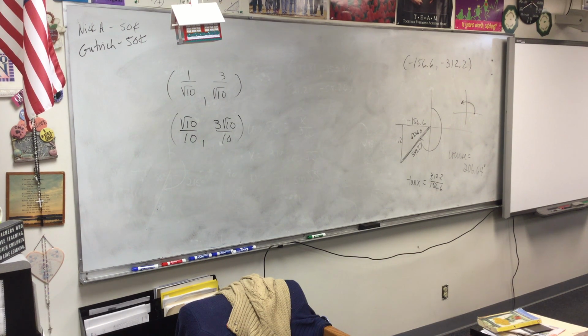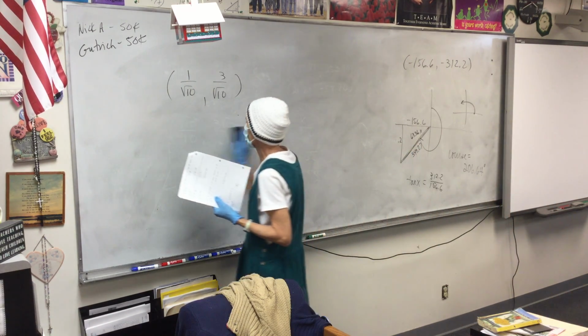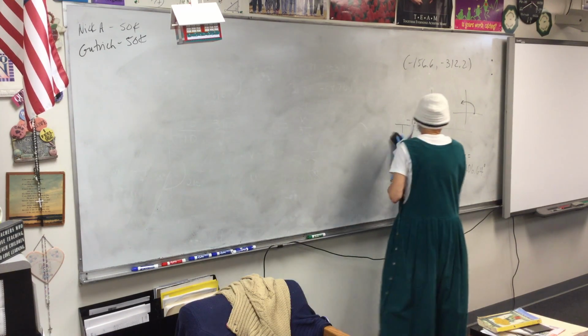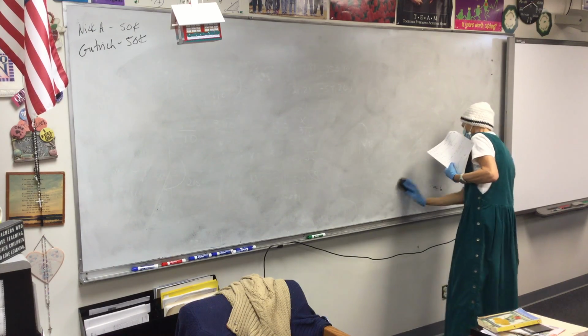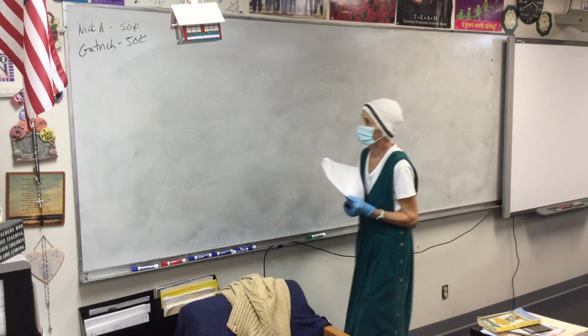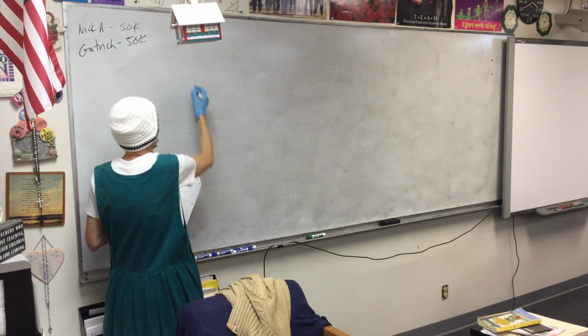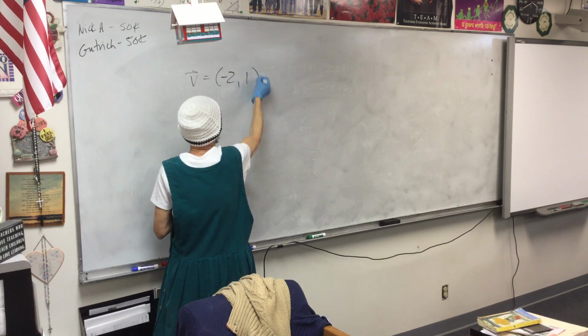And we are going to do problem number five, which says, find a unit vector in the same direction as V. Alright, so here we go. Everybody's with me. V is the vector negative 2, 1.